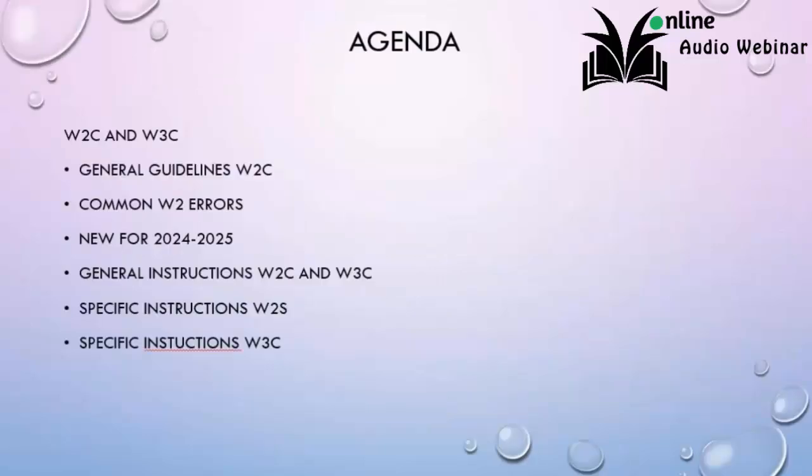So our agenda for today, we'll start with the W2, W2c and W3c. We'll talk about general guidelines for the W2c, common W2 errors that make it necessary for you to file a W2c. Then we'll talk about what's new in the instruction sheets for the last couple of years, for 2024, and what they have in store for 2025. We'll let you know what that is. And then we'll talk about general instructions and specific instructions for W2cs and W3cs.